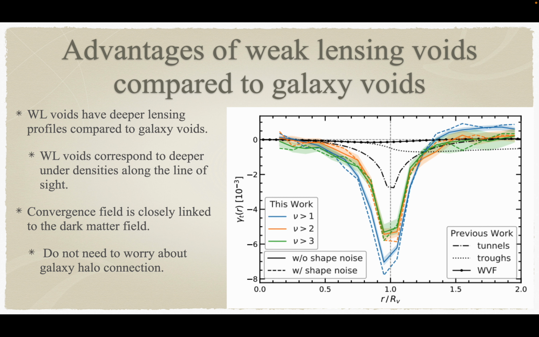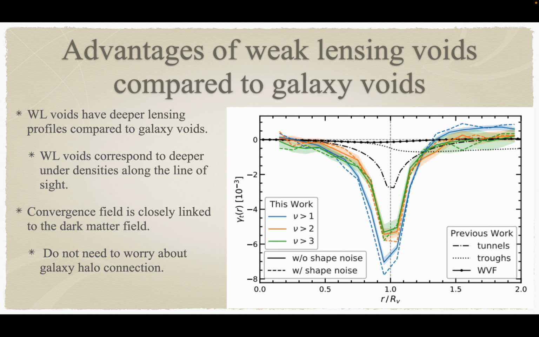This plot on the right is a comparison between the simulated weak lensing void lensing profiles in colour and the simulated galaxy void weak lensing profiles in black. You can see that weak lensing voids have deeper lensing profiles compared to galaxy voids, which is telling us that weak lensing voids correspond to deeper underdensities along the line of sight. So weak lensing voids are emptier than galaxy voids.